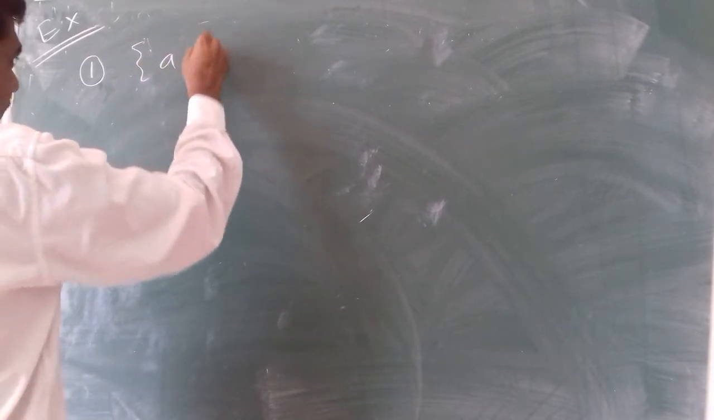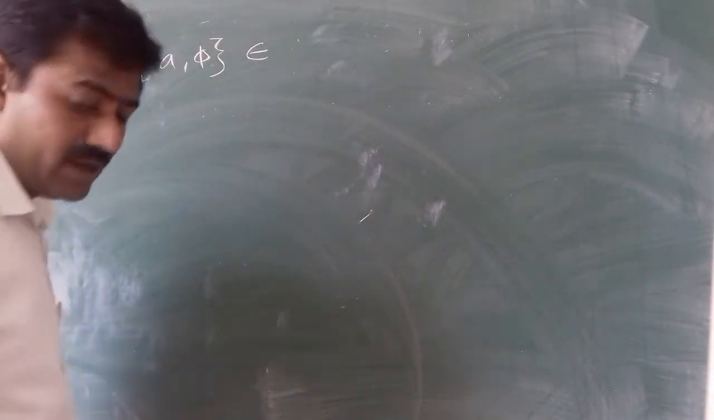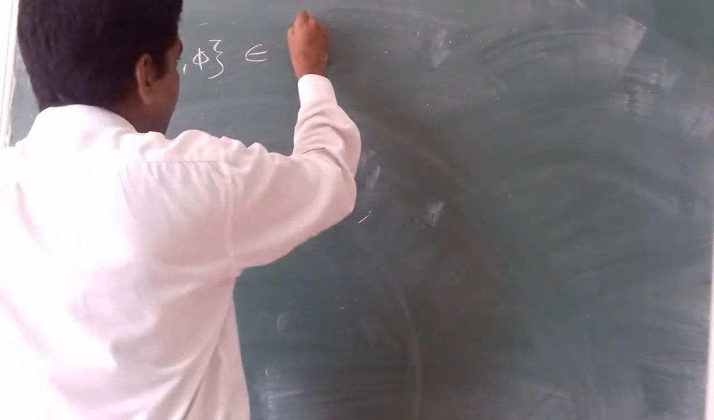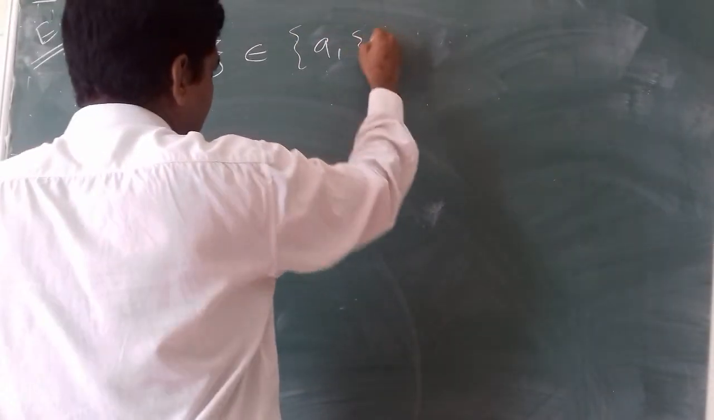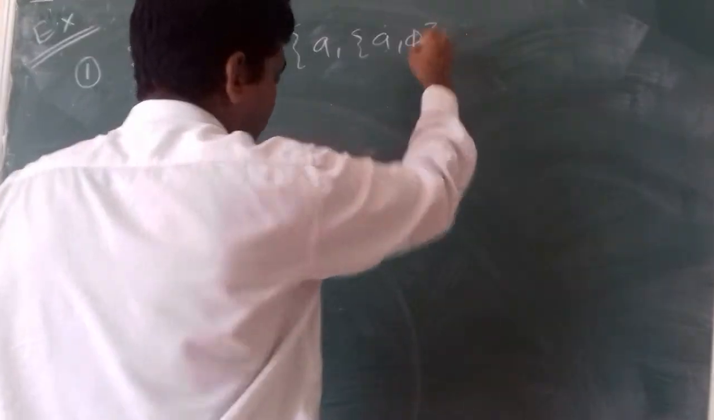Okay. So let's see examples. The first example is: determine whether the following statements are true or false. Okay. So the first statement, that is, a comma 5 belongs to a comma 5.